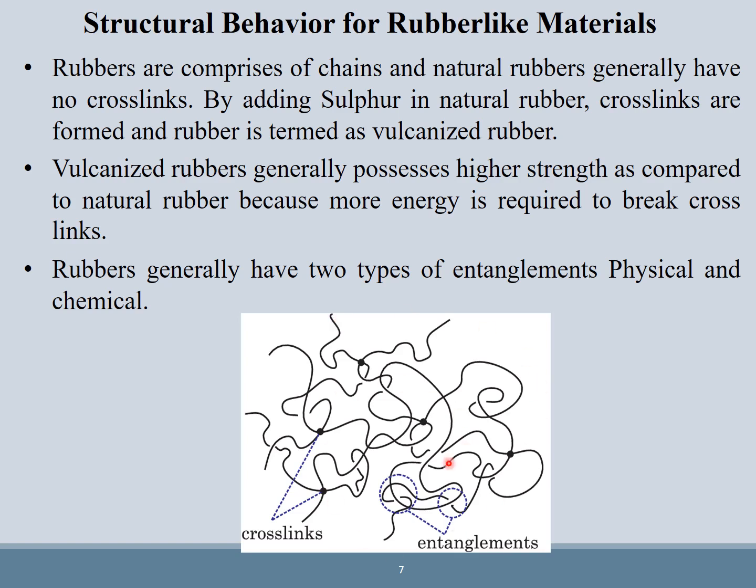So now see this diagram. In this diagram you can see that these chains just have physical entanglement, that is, they are sliding on each other. But these are the chemical bonds. So these are the cross links. Natural rubbers have no cross links like this, no chemical bond. They only slide on each other, having physical entanglement. That's why when we stretch those rubbers, they will break at a smaller load.